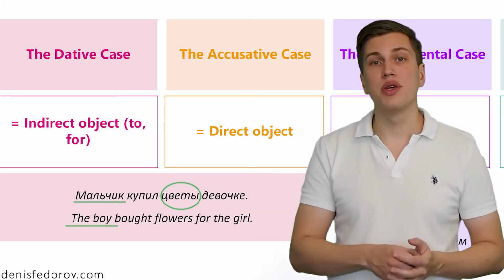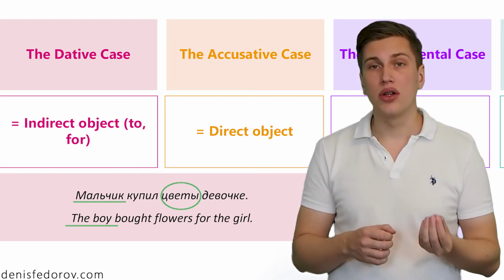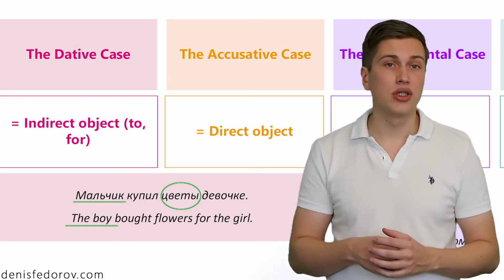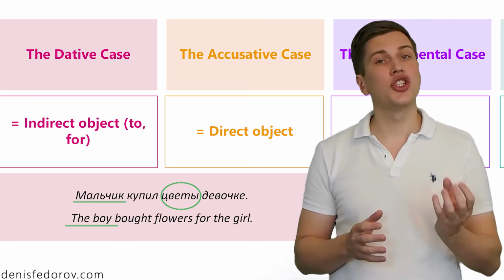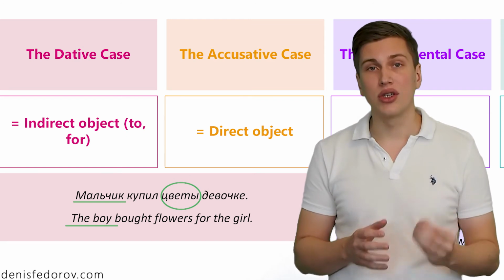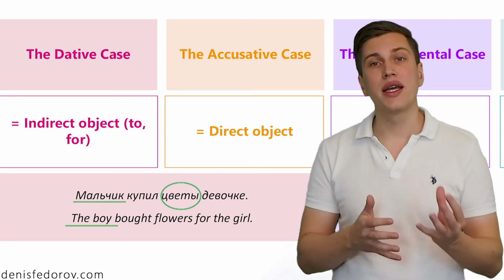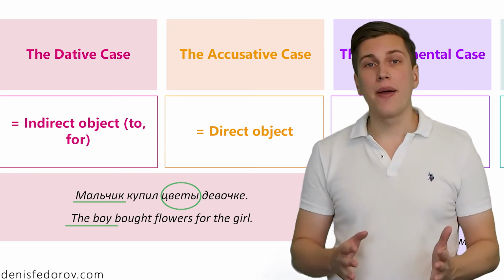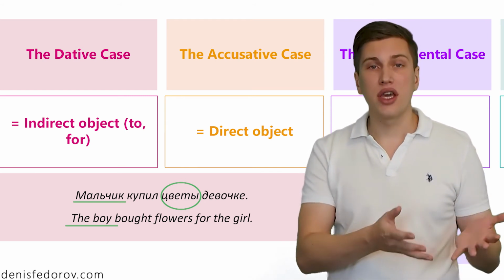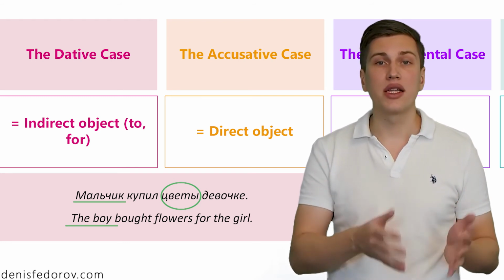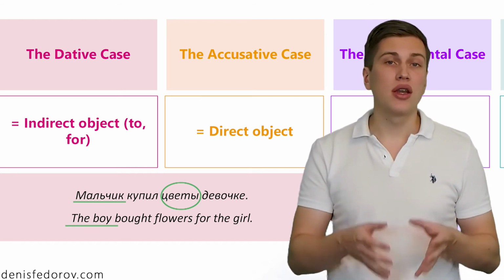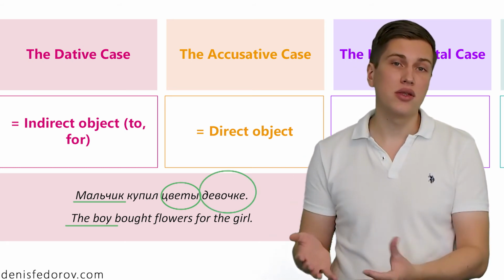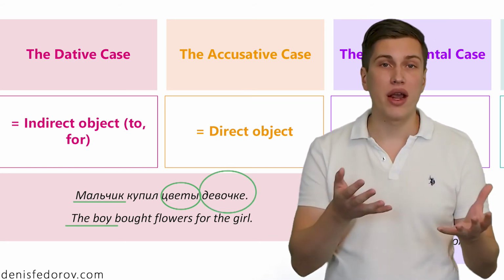The flowers will be in the next case in our list, the accusative case, because they are the direct object. So the accusative case basically shows us the direct object, the person or thing that has an action done directly to it. So there is a direct object in the accusative case, which is influenced directly by the main subject in the nominative case. And there is an indirect object in the dative case, which is influenced indirectly, often through this direct object.